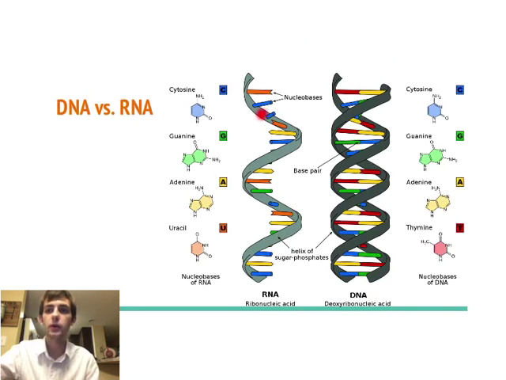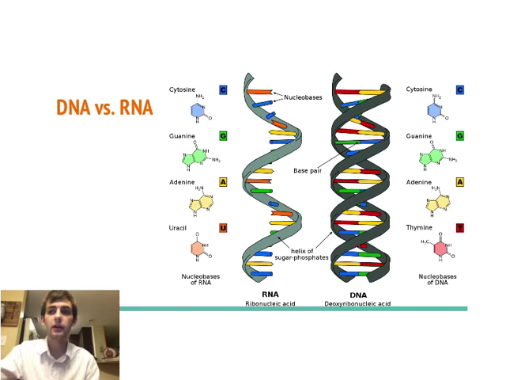And here's a diagram showing the difference. So the first difference is that DNA is a double-stranded or double helix structure, and RNA is single-stranded. The second big difference is that RNA is going to contain a sugar known as ribose. In DNA, the sugar is deoxyribose. And a third major difference between the two is that RNA has a uracil instead of thymine.